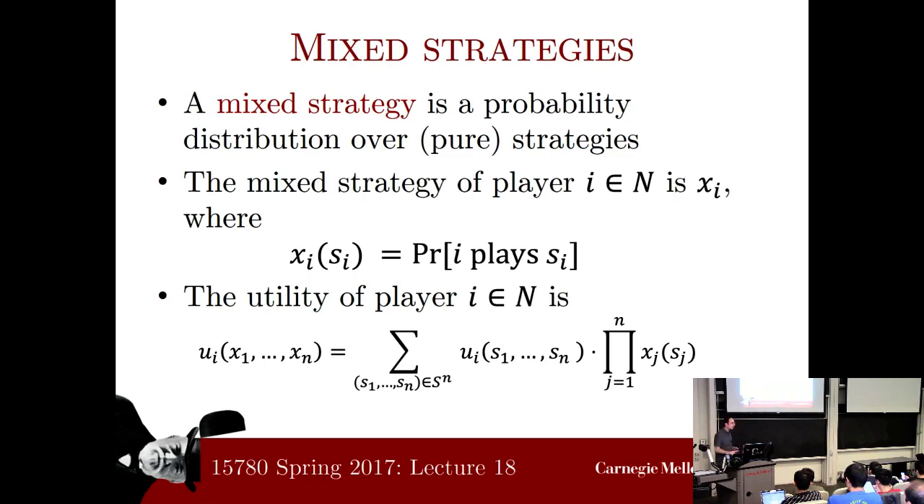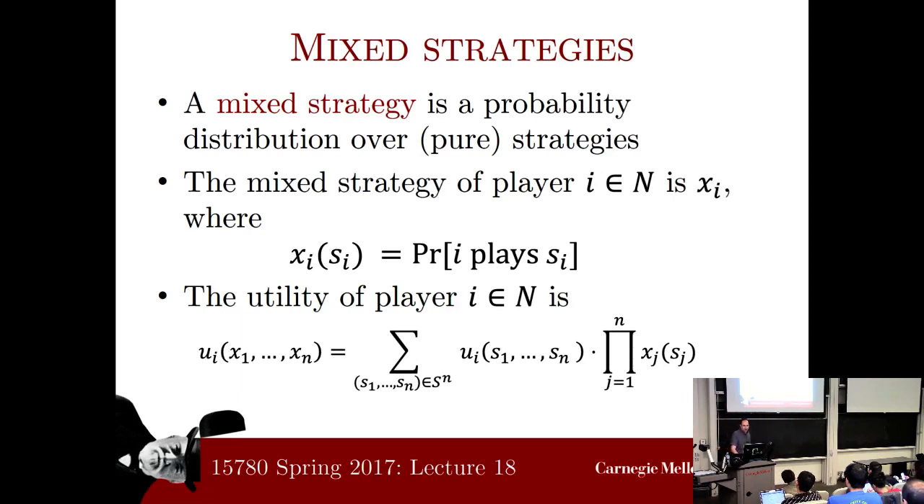So, for example, in the rock, paper, scissors game, I can say, I want to play rock with probability 1/3 and play scissors with probability 2/3. That would be a mixed strategy. So that gives us, as players, a lot more things we can do. It expands the strategy spaces and also expands the set of strategy profiles that can potentially be Nash equilibria.